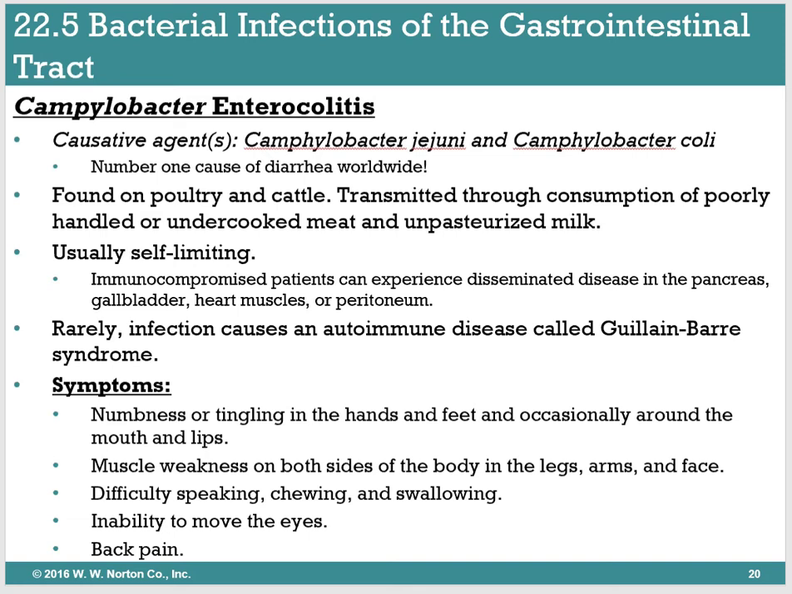If this does happen to you, it's self-limiting, so you just provide supportive care and you're okay. But if you have an immunocompromised patient, it can definitely disseminate. You don't want the disease to spread to other organs, because if other organs get infected, it can cause a cascade event and be very detrimental to them. Also, it can cause the autoimmune disease that we talked about, Guillain-Barré syndrome. We talked about that, I think, two lectures ago, where I believe your lymph nodes swell and your B cells get attacked. Common symptoms are numbness and tingling in the hands and feet, muscle weakness on both sides of your body, difficulty speaking, chewing or swallowing, and also severe back pain. If you see a patient that has that, you definitely want to treat them right away, because it can lead to something else, and we don't want that.